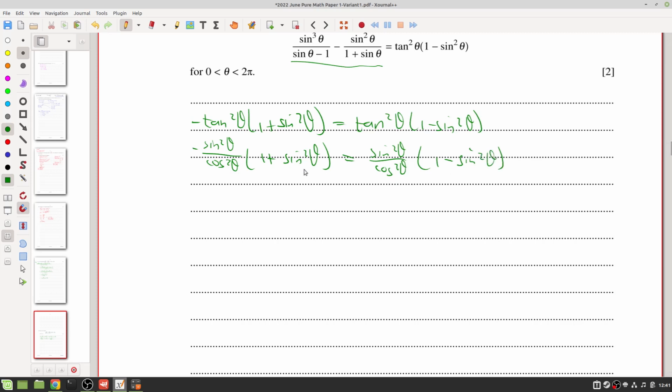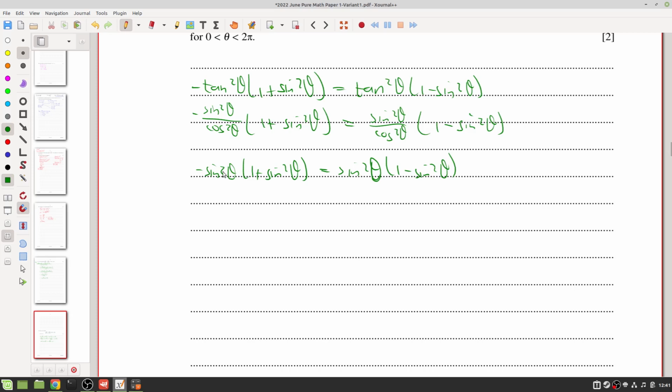Now let's multiply both sides by cos squared theta. So that just gives us negative sine squared theta, 1 plus sine squared, equals, and on this side as well, we've got sine squared theta, and then 1 minus sine squared. Let's multiply in. So this gives us negative sine squared theta minus sine to the power 4 theta equals sine squared theta minus sine to the power 4 theta.